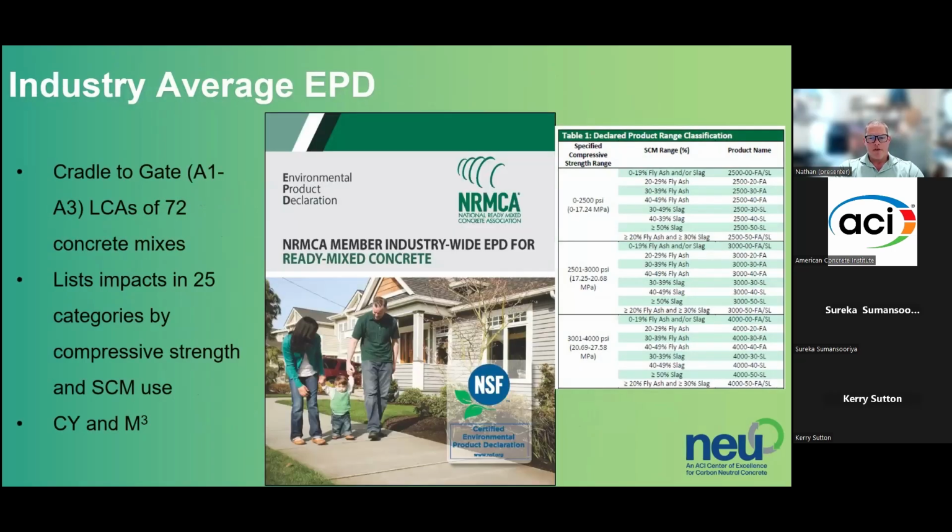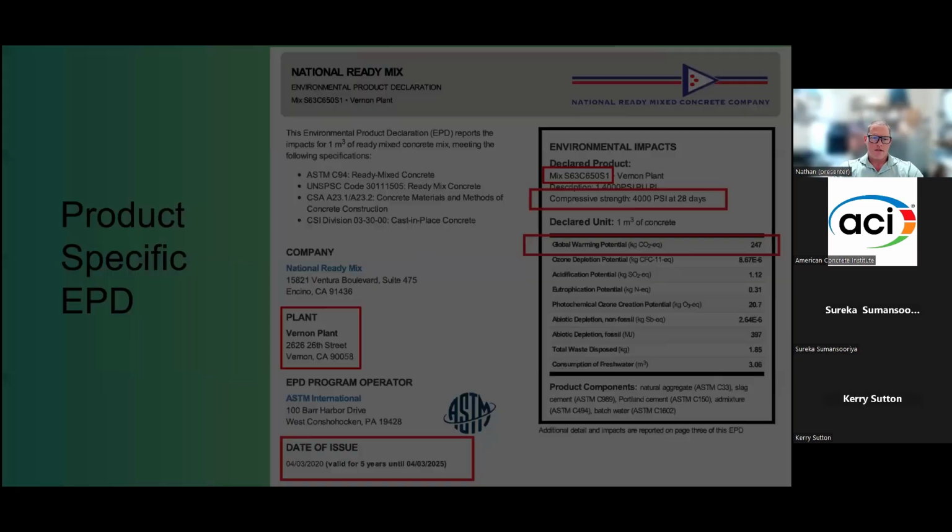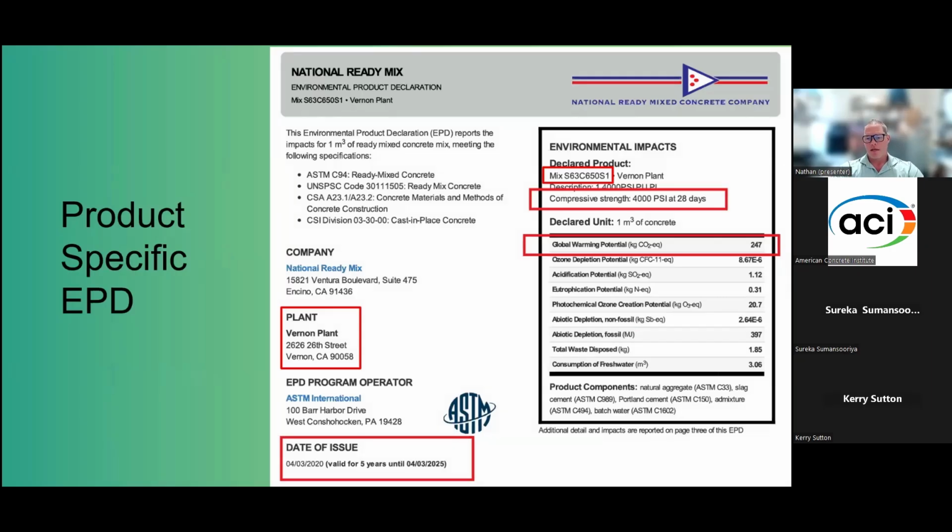The industry average EPD is a document published by the National Ready Mix Concrete Association. It's a really useful document for understanding impacts in the absence of a lot of other information, but it does not have a place for code compliance with ACI 323. Chapter 4 calls for facility-specific or product-specific environmental product declarations or life cycle analyses. So we're going to need to use product-specific EPDs.